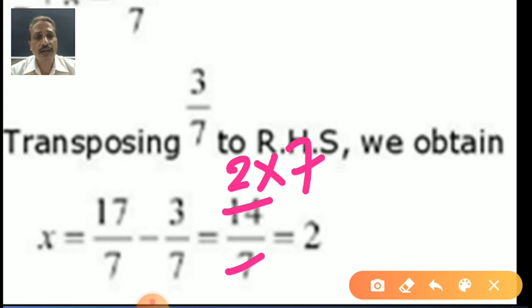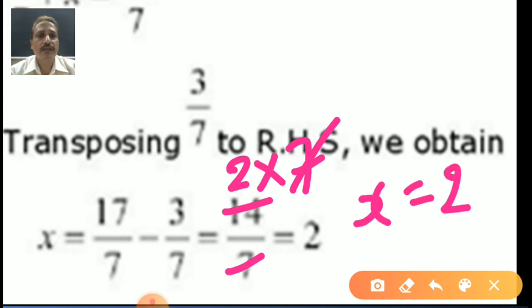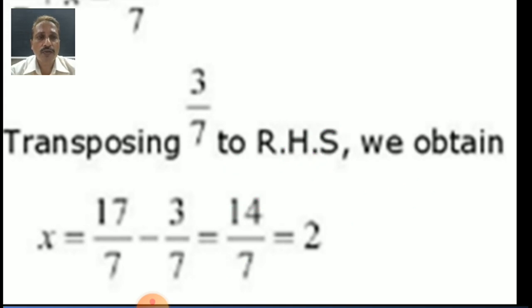Now cut this 7 and this 7. What is left? Yes, 2 is left there. So the answer is 2. X is equal to 2. We should also check whether this is possible or not in our question.